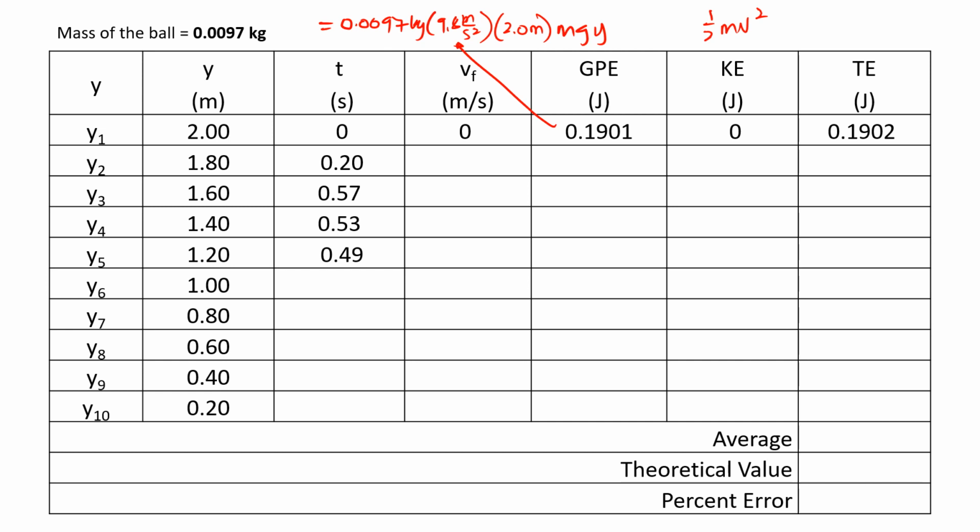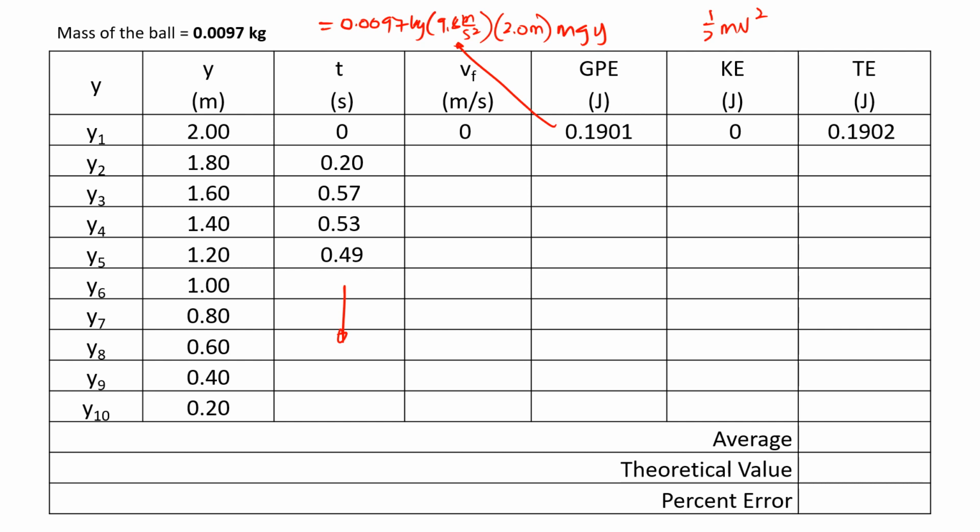The kinetic energy here is 0 because the velocity at 2 meters is 0, since it is at rest. To compute the total energy, GPE plus KE, that is 0.1901 plus 0, so the total energy is 0.1902. Assuming we already measured the time, at 1.8 meters the time is 0.20, at 1.60 that is 0.57, 0.53 for 1.40, and 0.49 for 1.20, and so on.